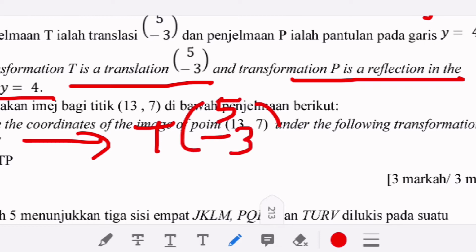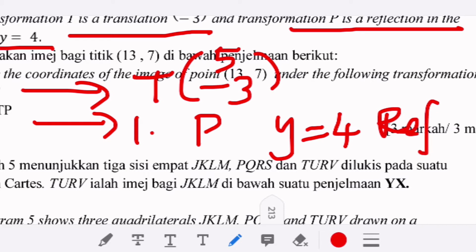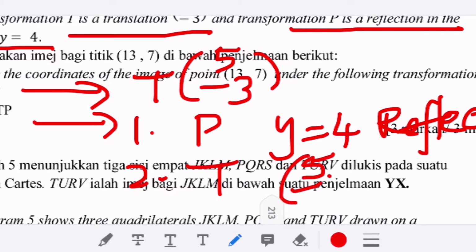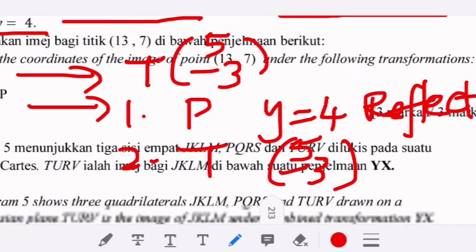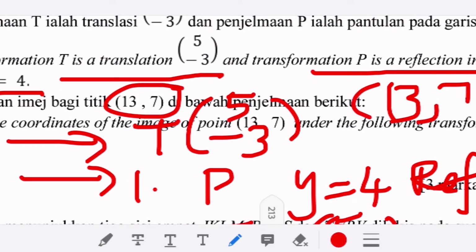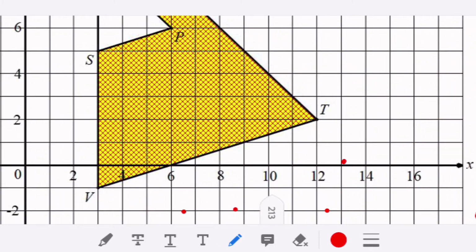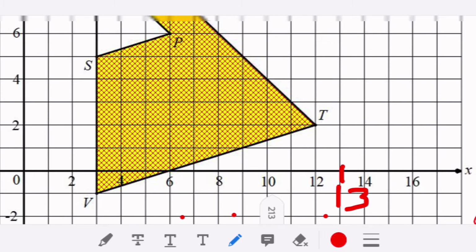the line y = 4. The first step is we do translation (5, -3). If they ask for TP, we do P first, followed by T. So we do reflection followed by translation (5, -3). Let's have a look at the object, which is (1, 3.7). You are asked to find the image of (1, 3.7) under this combined transformation.